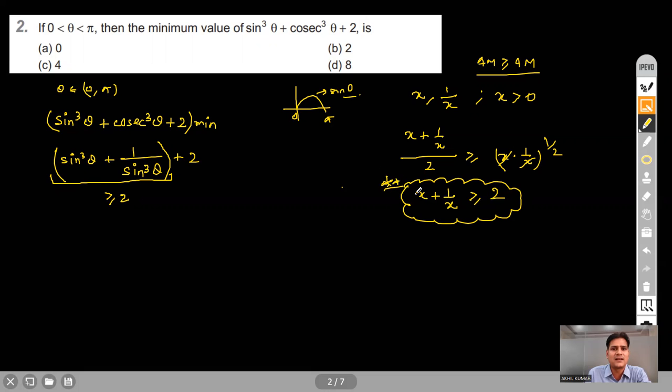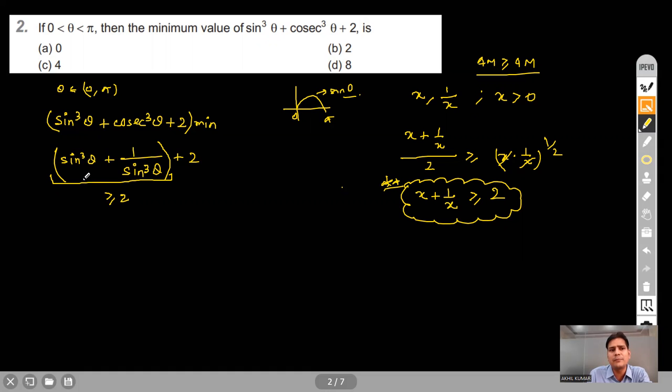Okay, applying the same thing here, let's take sine cube theta as x and this as 1 by x. Since x is always positive here, and sine theta is always positive between 0 to pi, sine cube theta will always be positive. So we can say that this will be greater than or equal to 2.